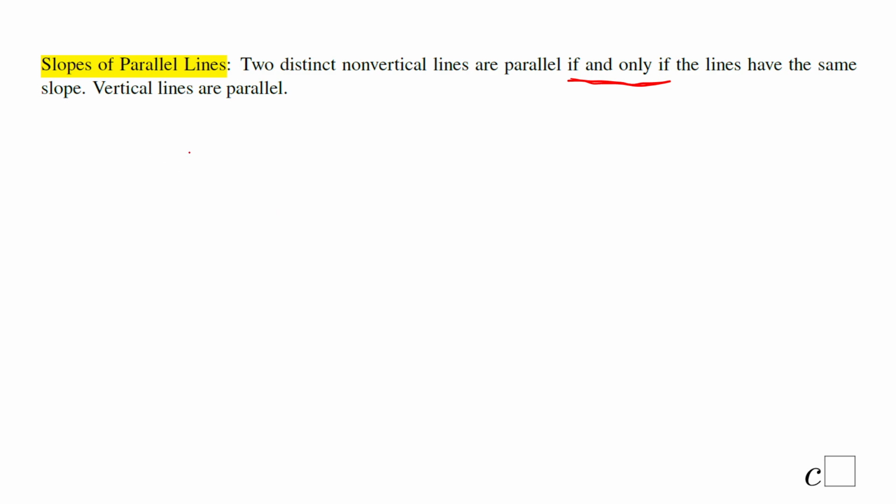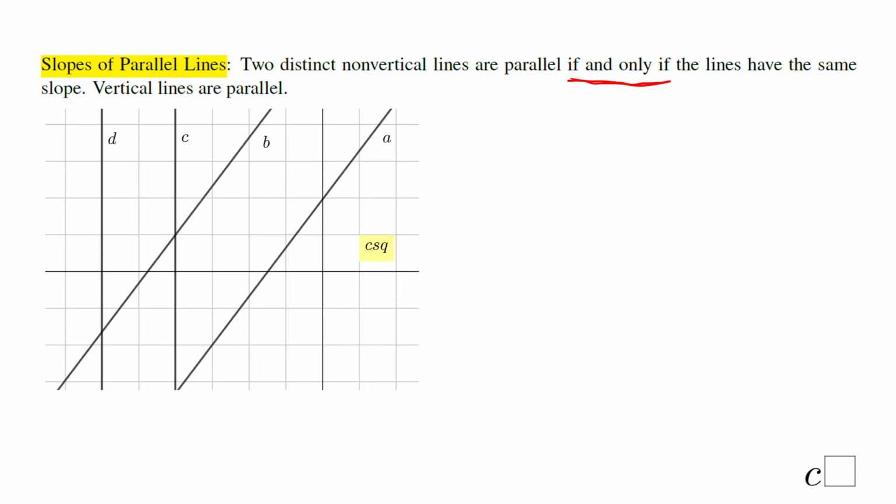The last statement here says that vertical lines are parallel. So I want you to take a look at this picture. Lines A and B you see here are non-vertical lines, and they are parallel. They have the same slope. You can pick any two points and see the slope of these two lines is the same. On the other hand, lines C and D are vertical lines, and they are parallel. By the way, if you're wondering what the slope of a vertical line is, it is undefined. Both lines C and D have a slope that is undefined.